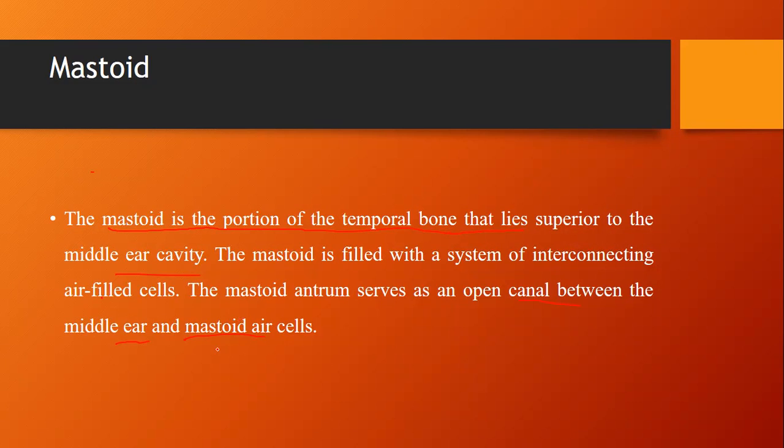So it is mainly filled with air-filled cells and there is a structure called the mastoid antrum. It serves as a communication between the middle ear and the mastoid air cells.